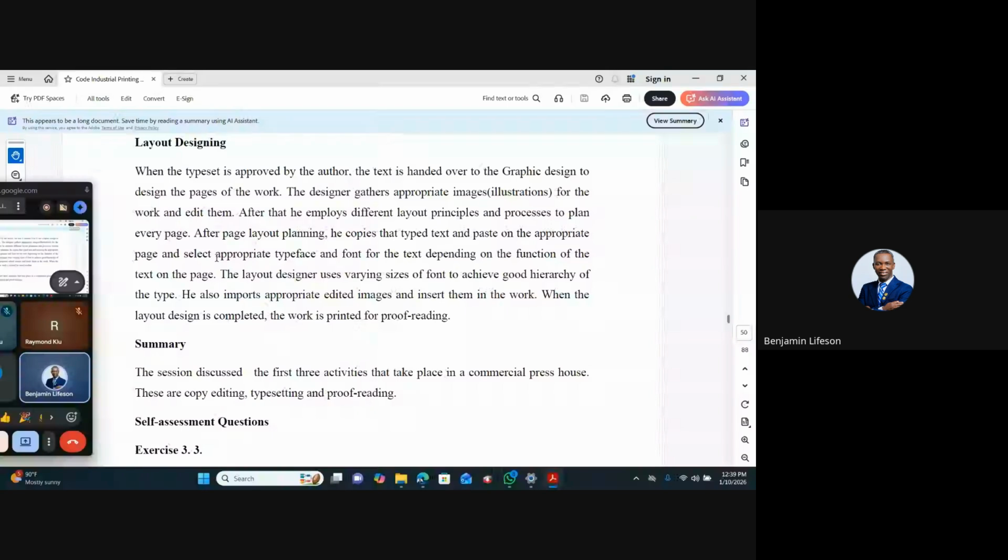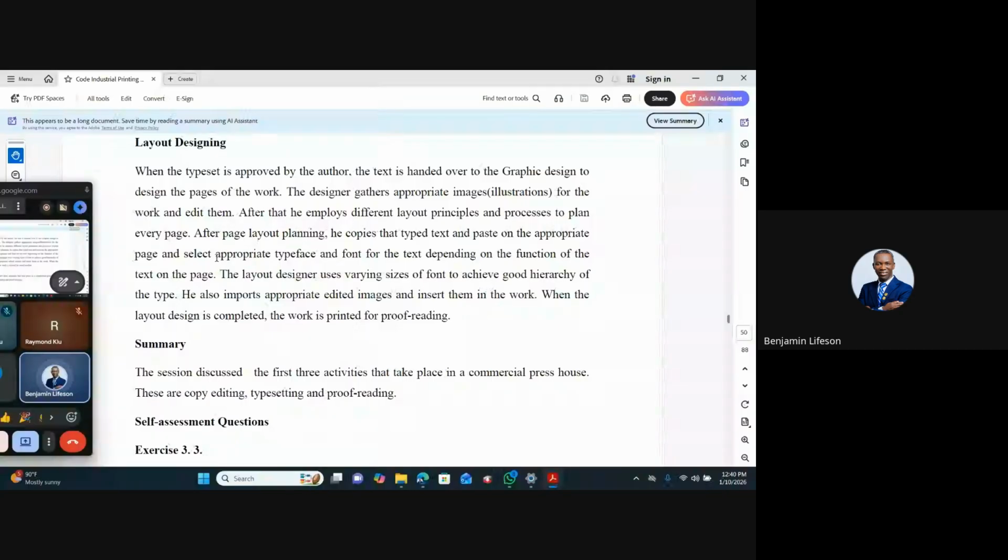So in layout designing, you realize it's a process of arranging the visual elements. What are the visual elements over here? We are looking at the text. We are looking at the images. We are looking at the shapes. We are looking at the white space, the white space on the page or on the screen, in a way that it is aesthetically pleasing, functional, and can communicate the intended purpose, the intended message effectively to the audience.